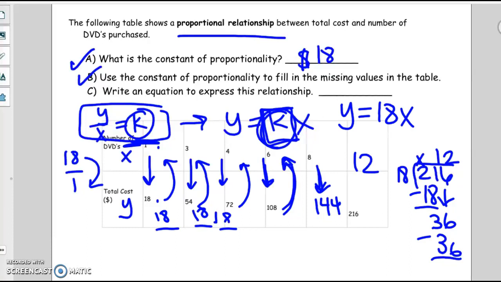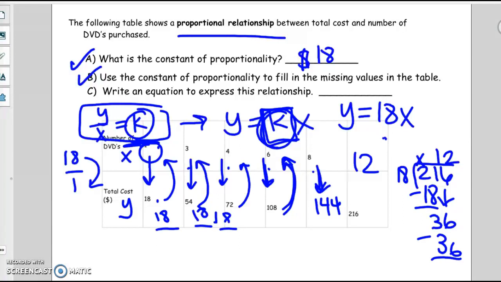Whatever X is, so on this, X was how many DVDs, whatever X is, I multiply it times 18, and you get what your Y is. If X was 2, you multiply it by 18 and get Y. If X was 3, 4, 6, 8, and so on. Okay, so there's that first one.